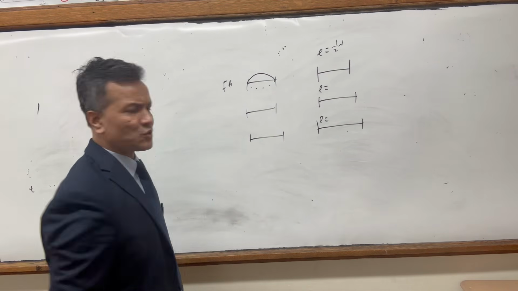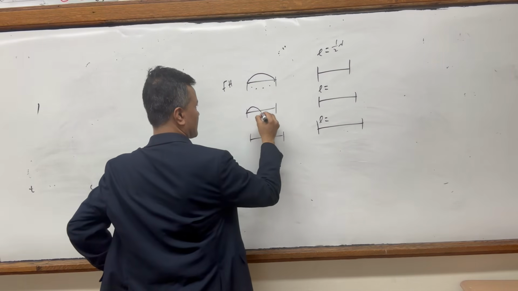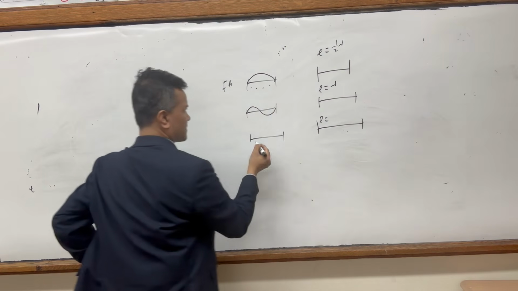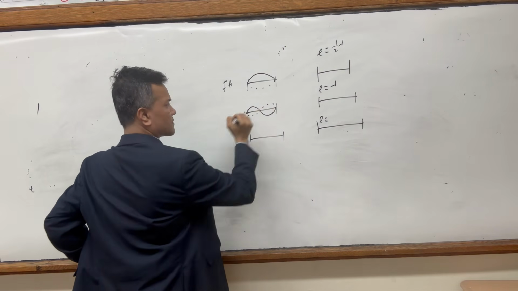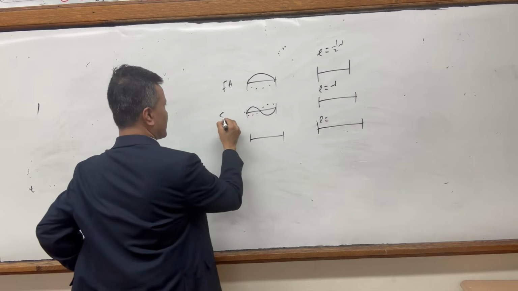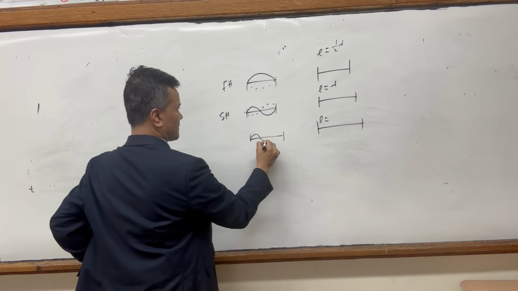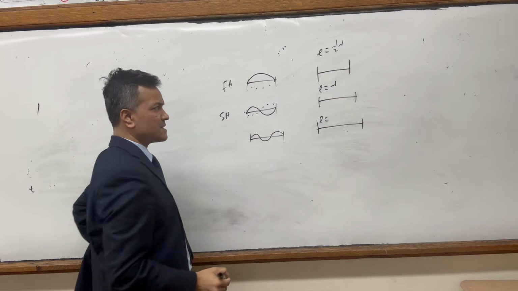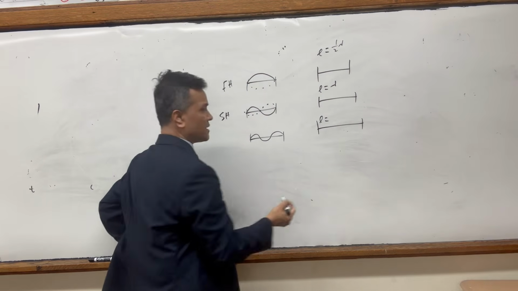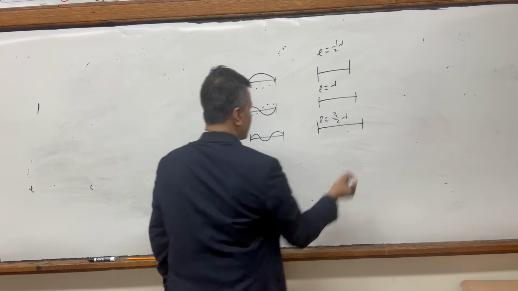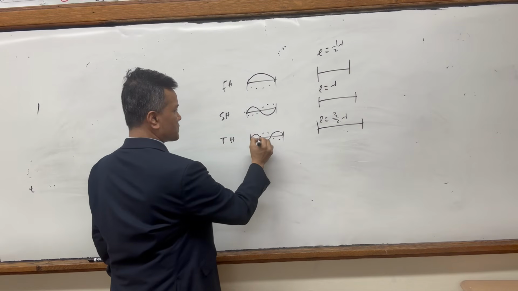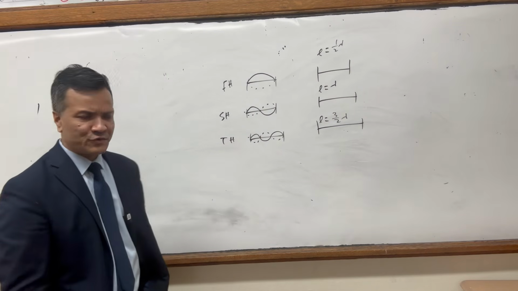2 nodes, 1 antinode. This is 1 wavelength, right? 2 loops, 3 antinodes. Second harmonic. This is 1.5 lambda, so 3 over 2 lambda. So this is the third harmonic, right? 3 loops, 4 nodes.